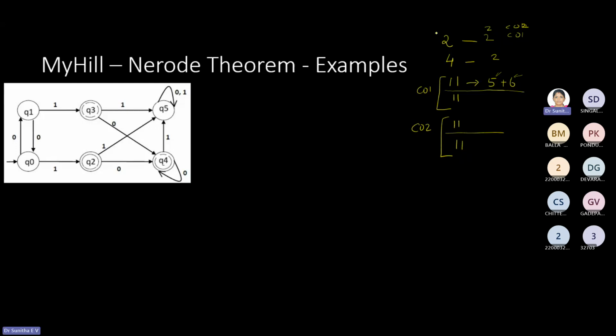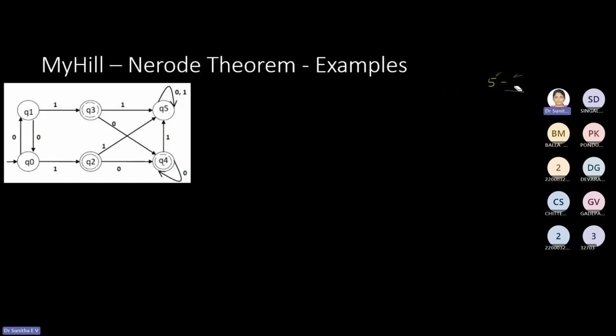So total 4 questions. 2 into 4, it is 8 marks. 4 into 4, it is 16. 16 plus 8, 24. Is it correct or not? Anyway, this is the pattern for the question paper. So you can expect these questions here. MyHill Nerode will be in a 6 marks or 8 marks question.